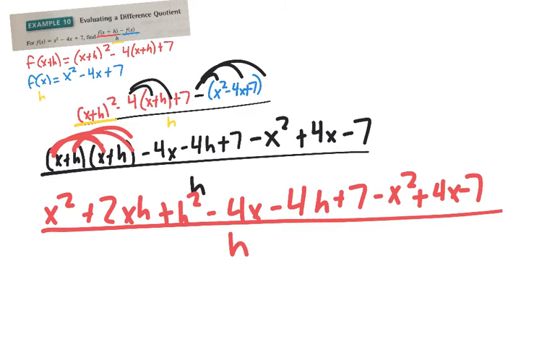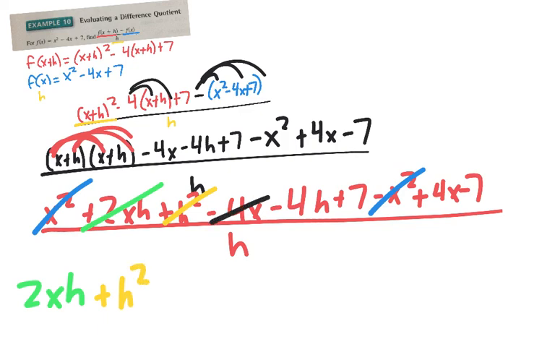Yes. I need to combine like terms in the numerator. So I have an x squared. Do I have anything like x squared? Negative x squared. Those cancel. Next, I'm looking at 2xh. Do I have anything like 2xh? I do not. So I'm going to bring down 2xh. Next, I'm looking at h squared. Do I have anything like h squared? No. So plus h squared. Next, I'm looking at negative 4x. Do I have anything like negative 4x? Positive 4x. Cancels.